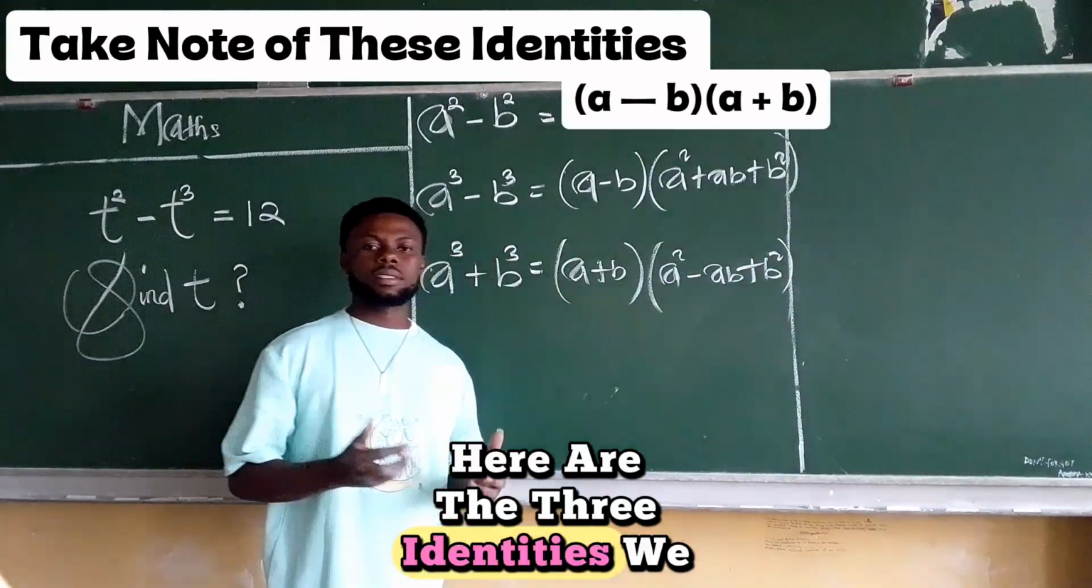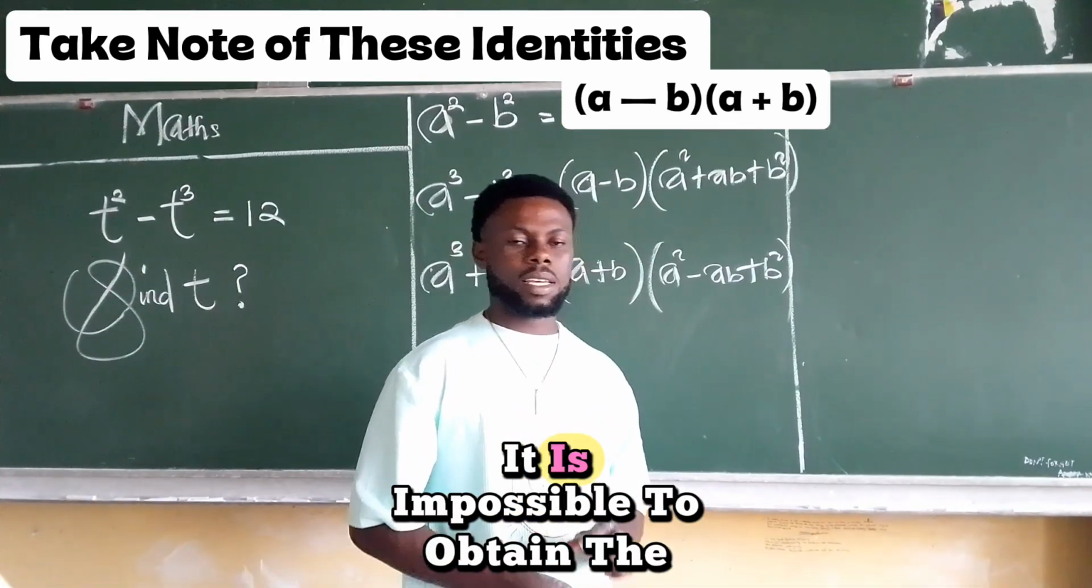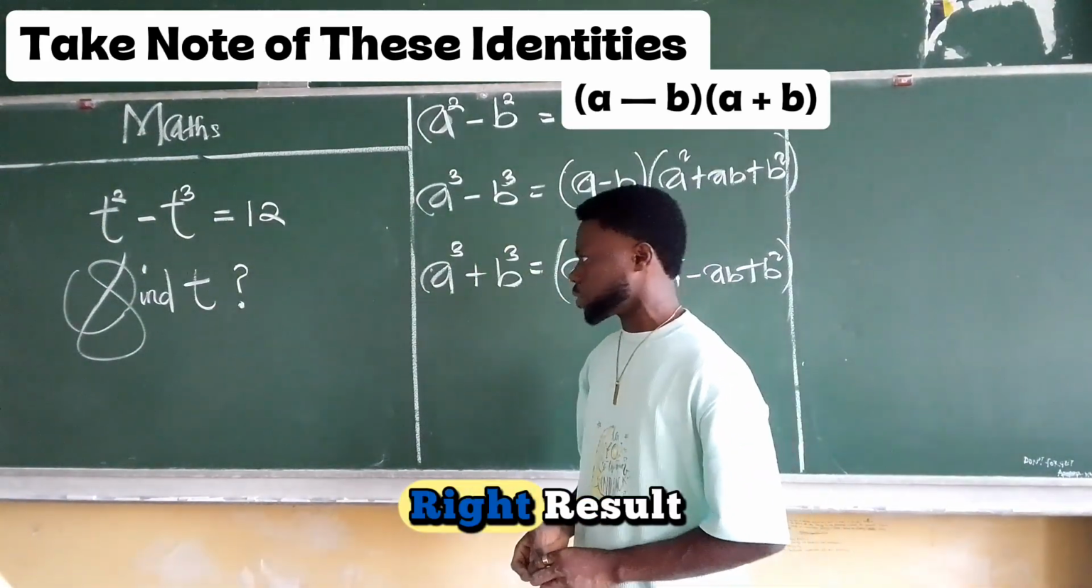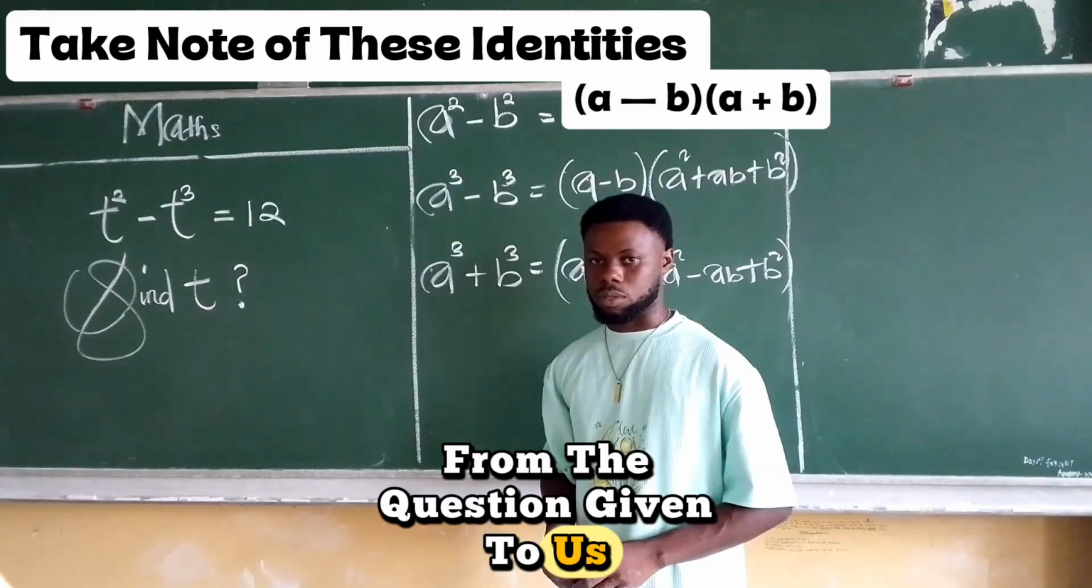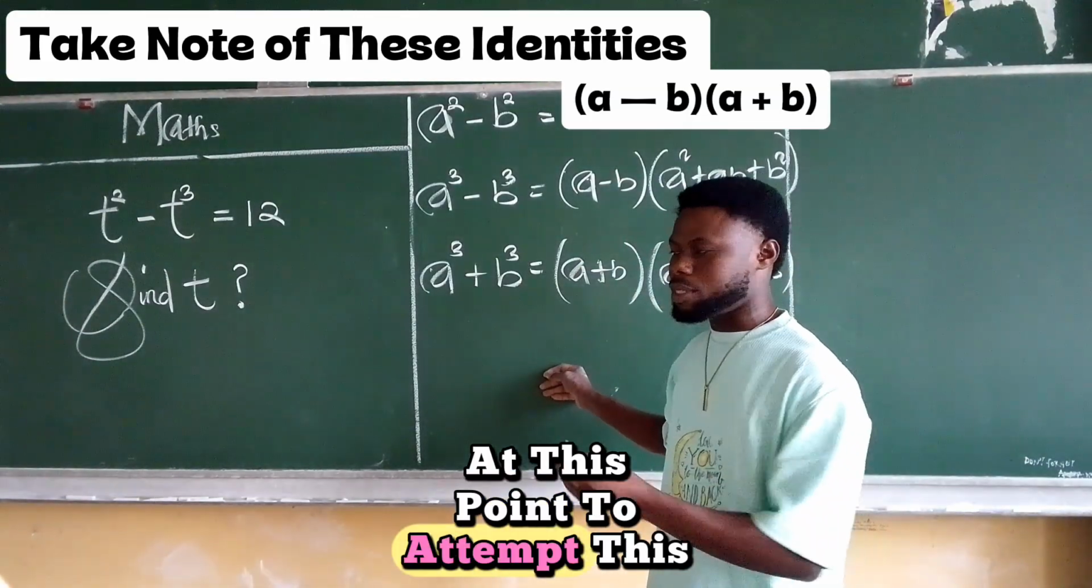Here are the 3 identities we have to take note of. And without these identities, it is impossible to obtain the right result from the question given to us. But I'm going to leave you at this point to attempt this question.